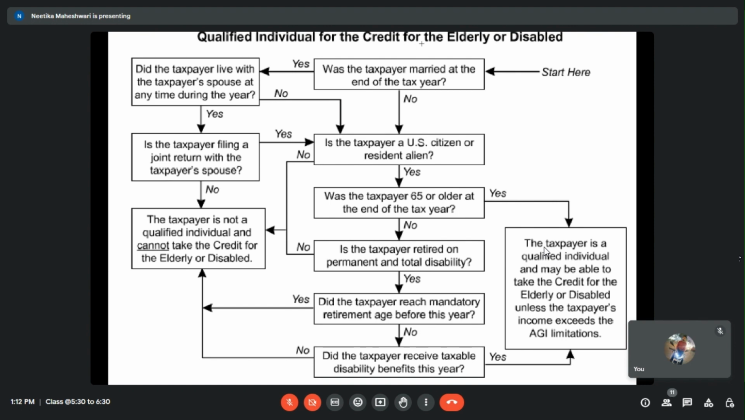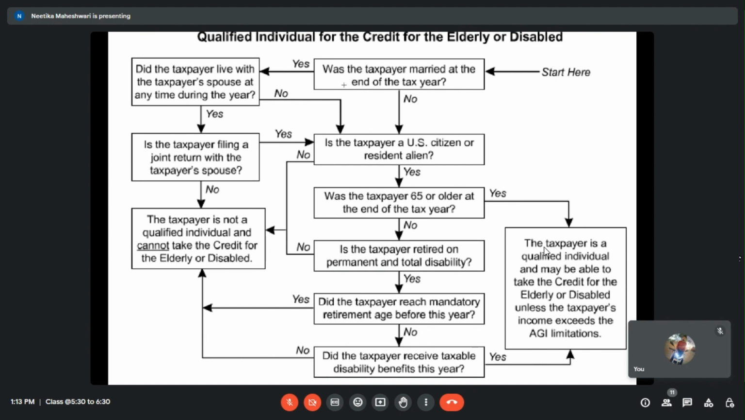So we'll start here. Was the taxpayer married? Yes, fine. Did the taxpayer live with a spouse? Yes. Is the taxpayer filing a joint return? Yes. Then fine, all these conditions still need to be satisfied. If the taxpayer is living with a spouse and is not filing a joint return, the taxpayer is not qualified and cannot take the credit.